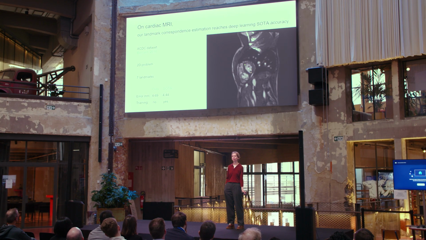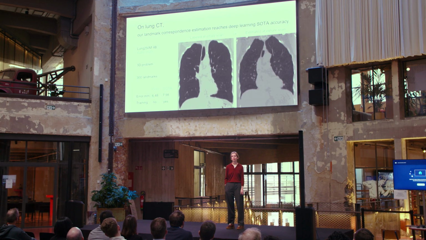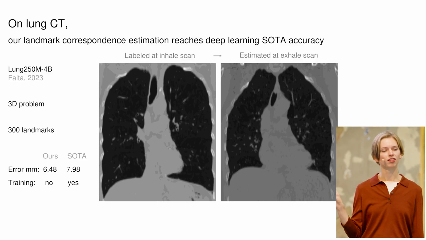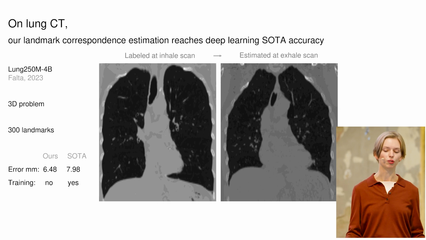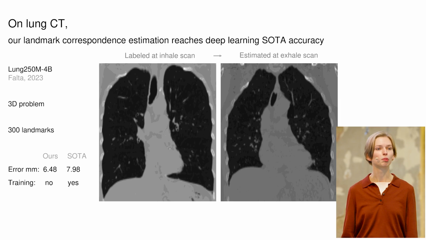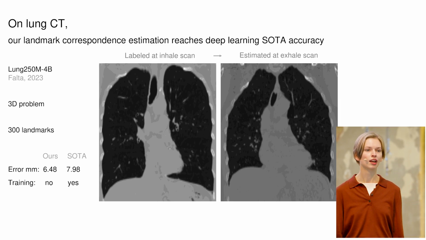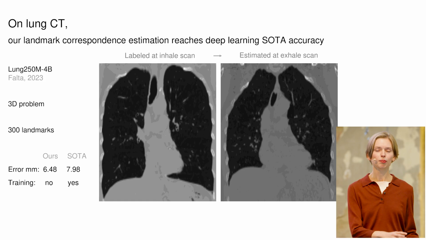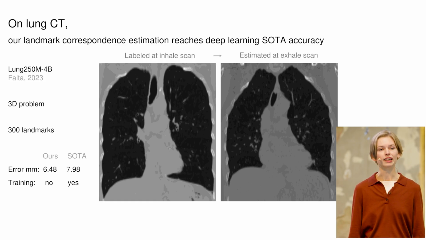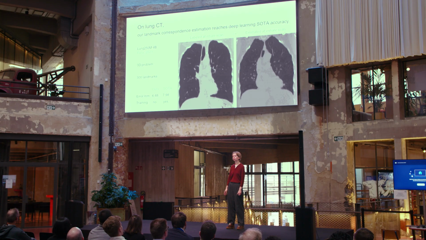And now we move away from the heart to the lungs. And here we study 3D CT scans, where each patient has 2 scans, one at full inhale and one at full exhale. At the first scan, so the inhale scan, we have 300 landmarks labeled by an expert for each patient. And we then estimate their correspondences at the exhale scan, at the second scan. And even for this highly complex 3D problem, our approach is able to achieve state-of-the-art accuracy, but again, more efficiently.